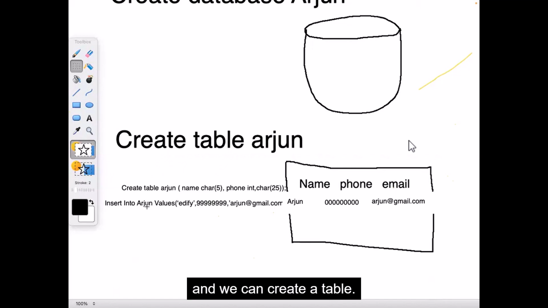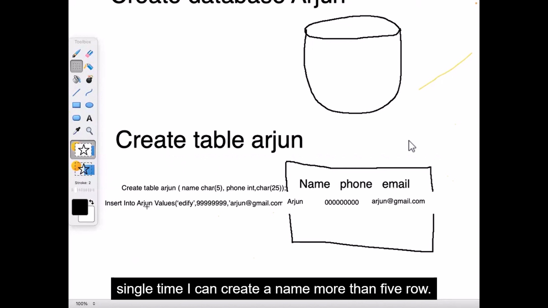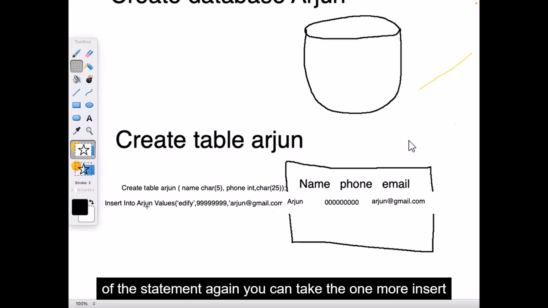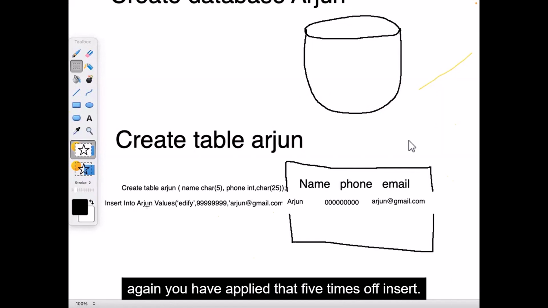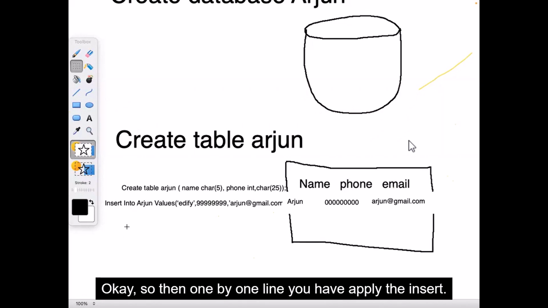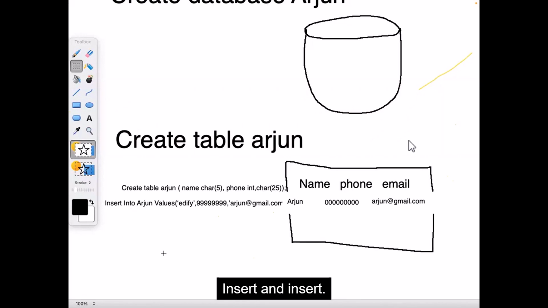Like, and we can create a table. For example, at a single time I can create any more than 5 rows. How to create that? Separated by comma at the end of the statement. Again, you can take one more insert. Again, we have applied that 5 times of insert. So then one by one line, we have applied the insert, insert and insert.